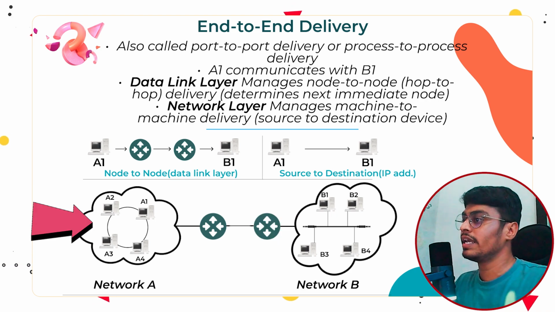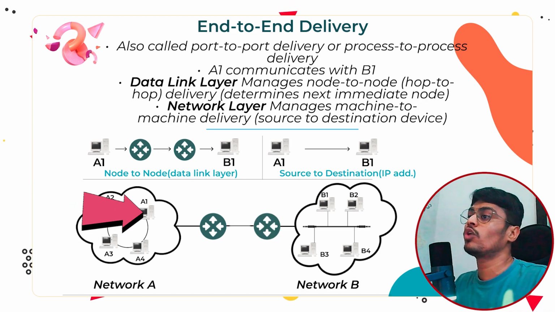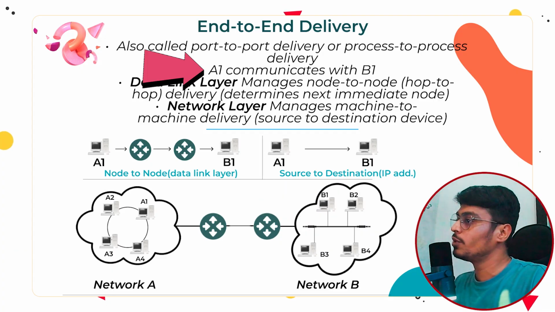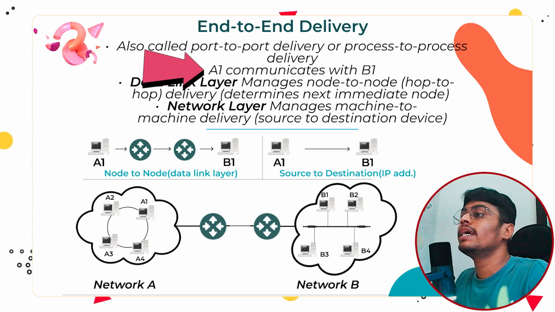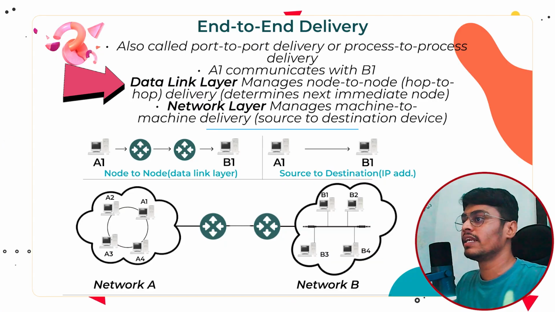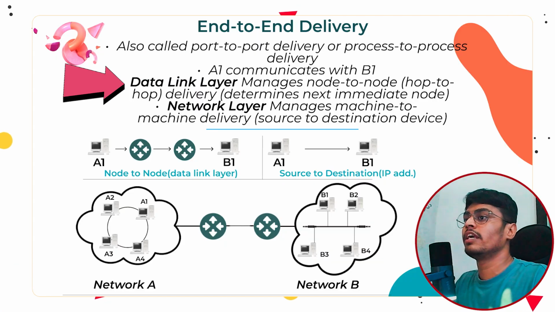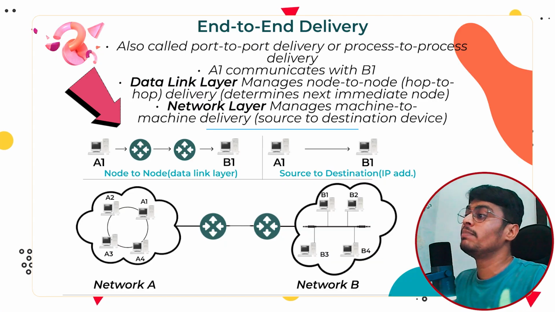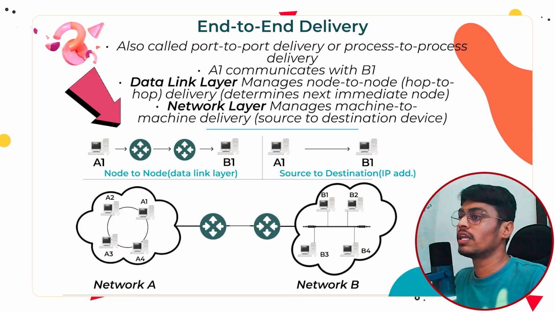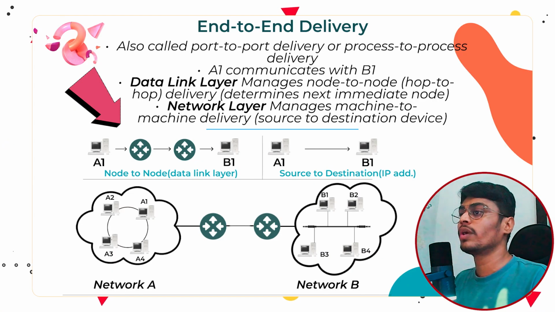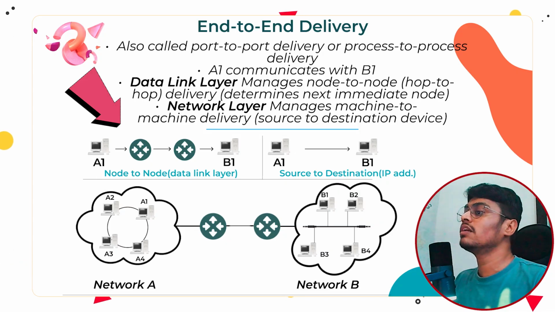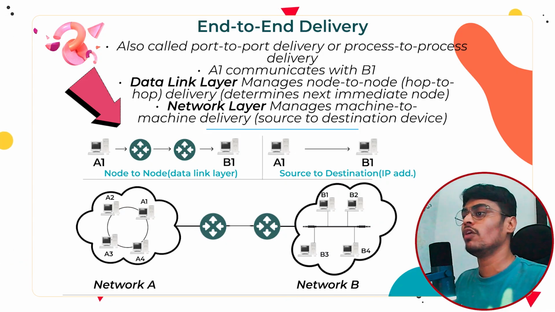Now, in network A, host A1 wants to communicate with host B1 in another network. When A1 wants to communicate with B1, first of all, let's understand what happens at different layers. We already talked about the data link layer. Its responsibility was, when a message is sent by A1, to determine which node it will go to first, and then from that node, which is the next node it will go to. This is node to node, hop to hop delivery, which was the data link layer.